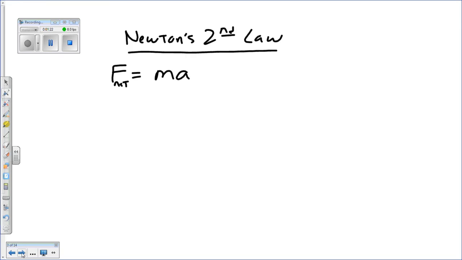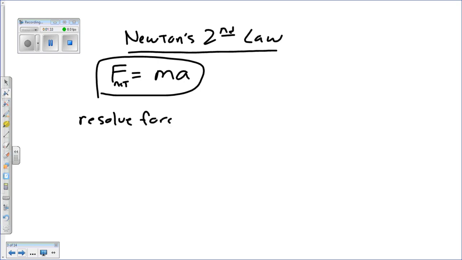Okay, Newton's second law: the net force is equal to mass times acceleration. Acceleration is proportional to the net force, inversely proportional to the mass, and always in the same direction as the net force.